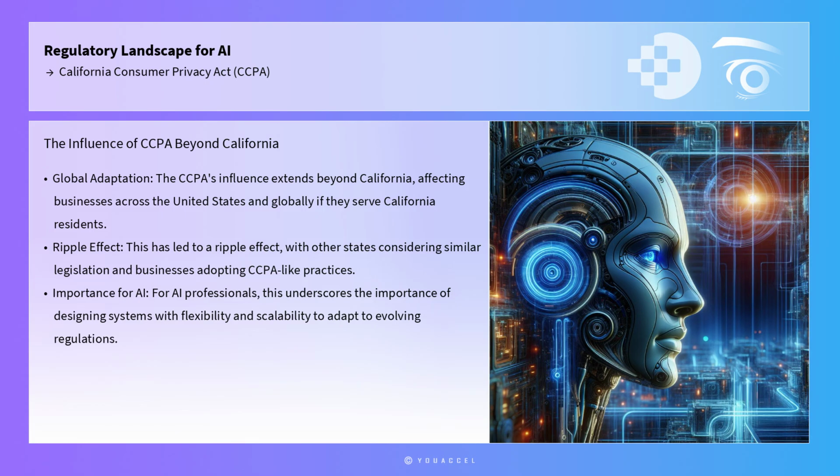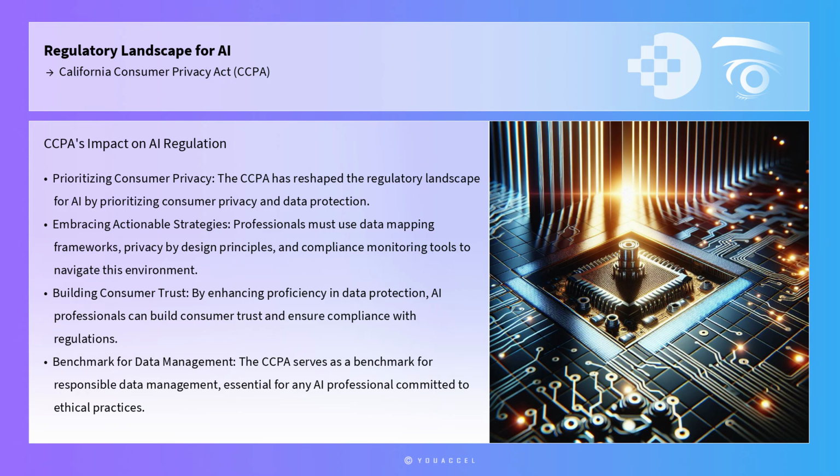The CCPA's influence extends beyond California, as businesses across the United States and globally must adapt to its requirements if they serve California residents. This has led to a ripple effect, with other states considering similar legislation and businesses adopting CCPA-like practices as a standard. For AI professionals, this underscores the importance of designing systems with flexibility and scalability, capable of adapting to evolving regulations across jurisdictions. In conclusion, the CCPA has reshaped the regulatory landscape for AI by prioritizing consumer privacy and data protection.